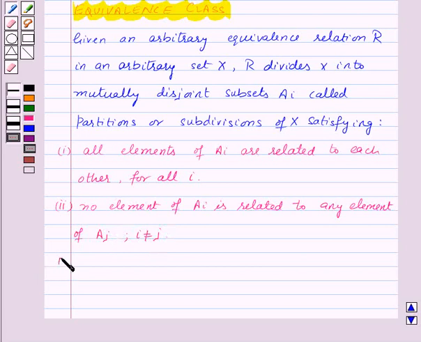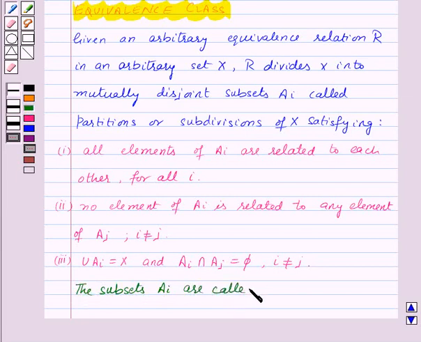And the third condition is the union of all the subsets makes the whole set X, that is, union of Ai is equal to X, and all the subsets are disjoint, that is, Ai intersection Aj is equal to phi for i not equal to j. So here the subsets Ai are called equivalence classes.